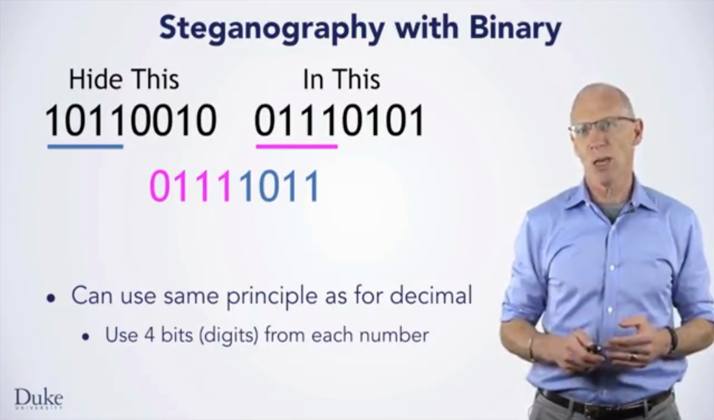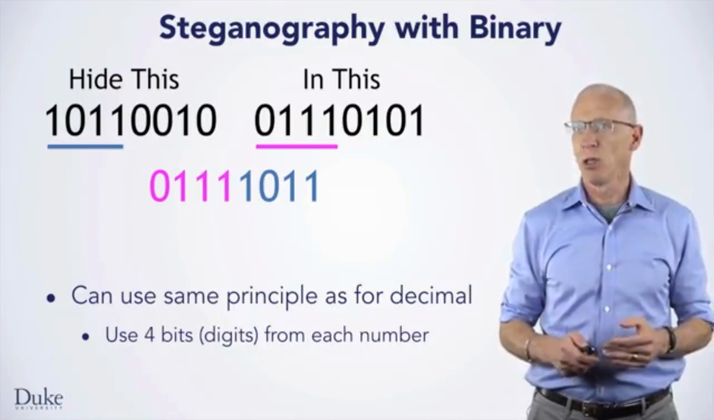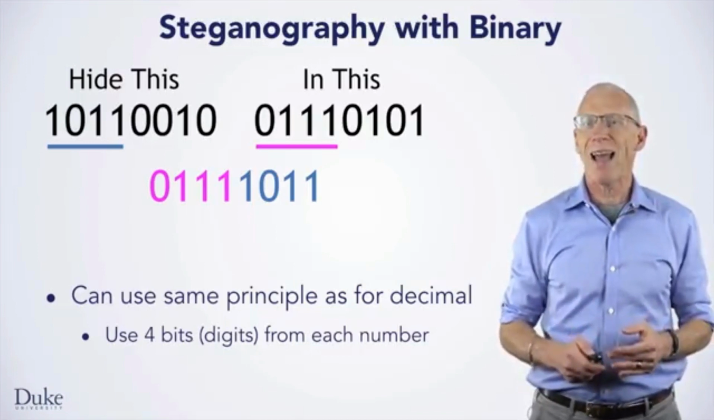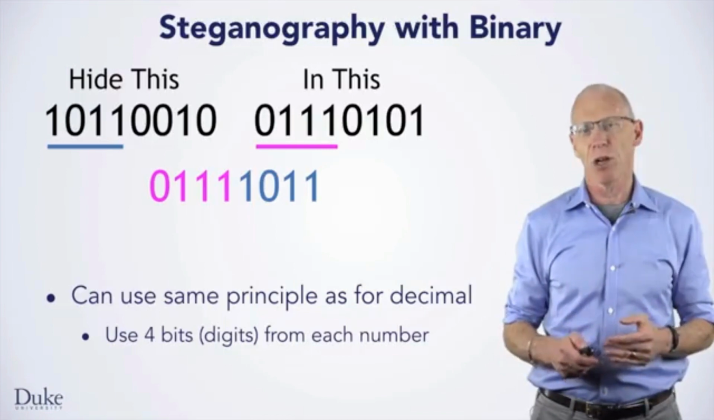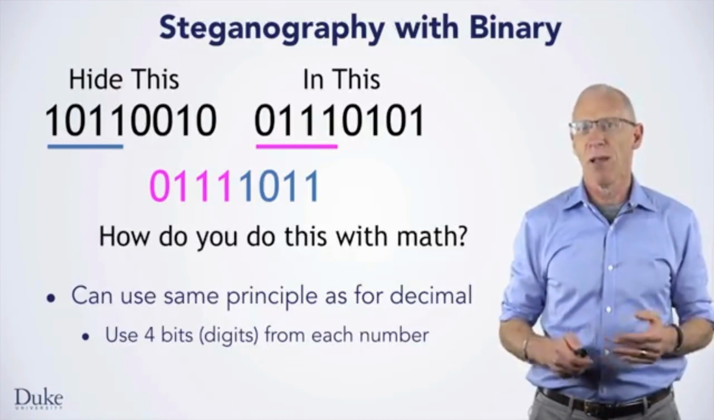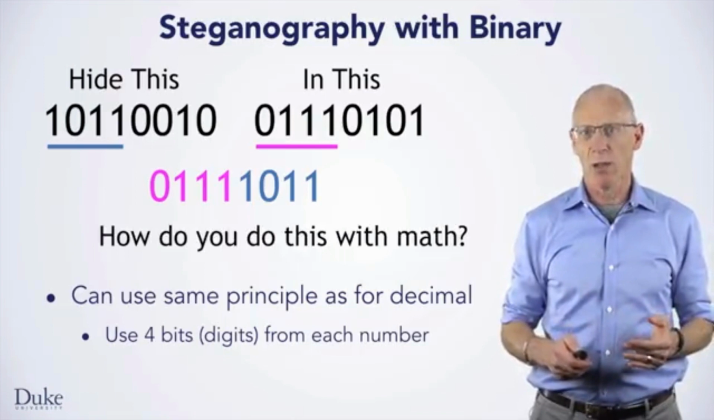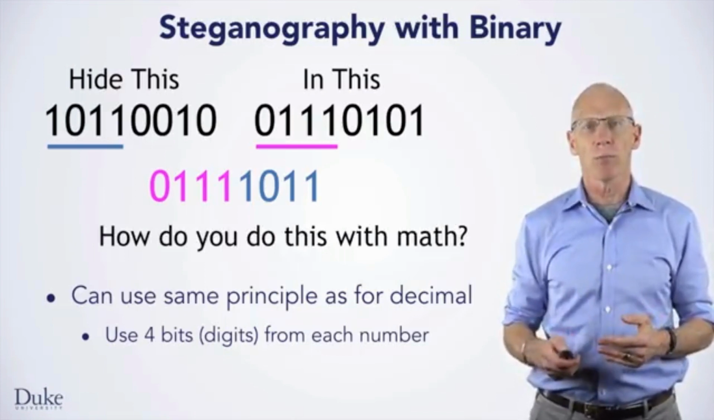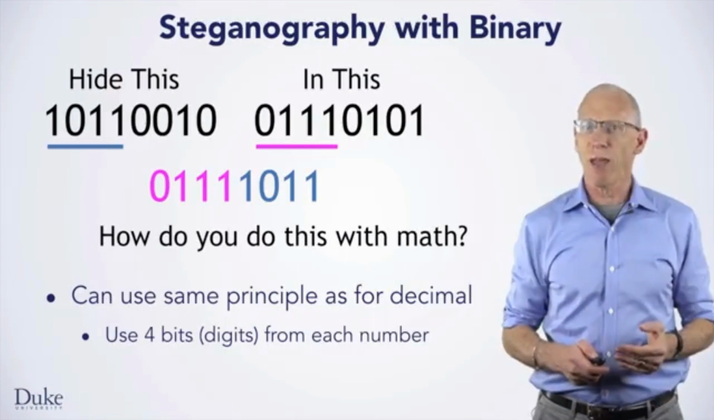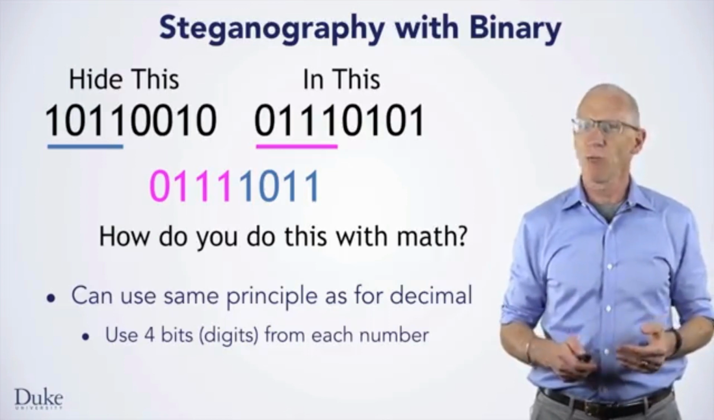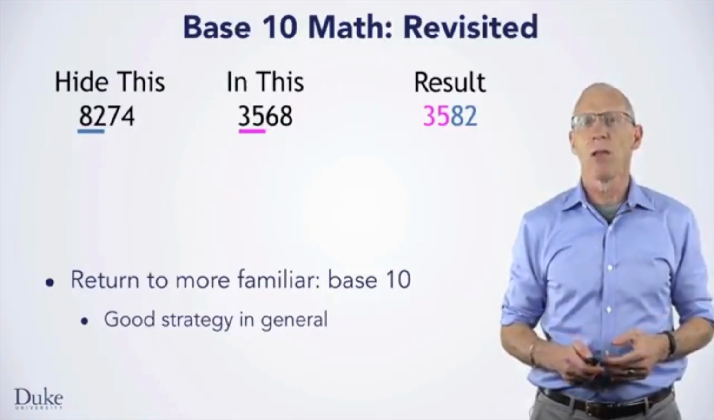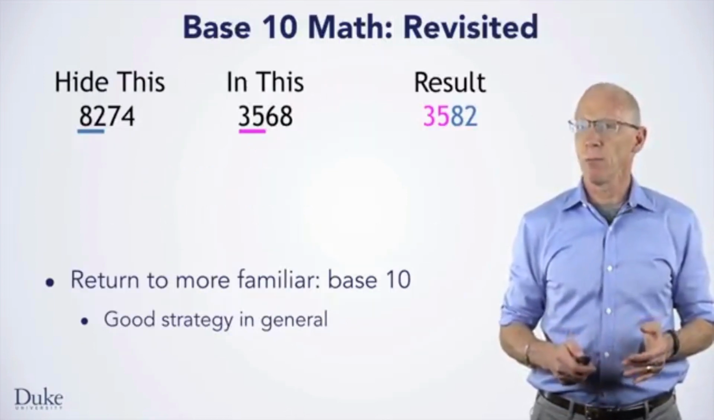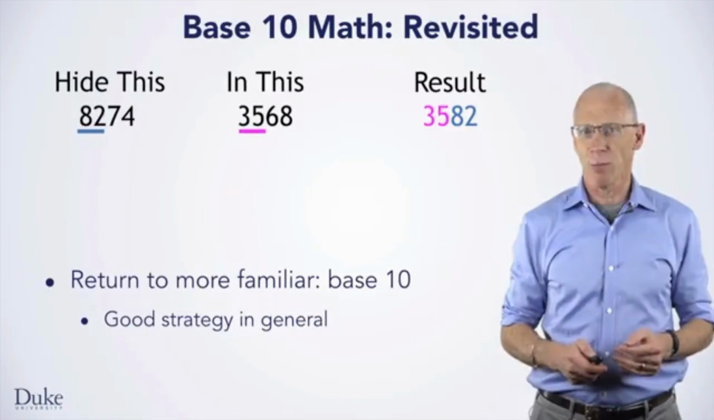The most significant bits from the number you want to hide, shown in blue, are now hidden as the least significant bits of the color that will be displayed. That's how you do it conceptually. But how do you pull these numbers apart and then put them back together using mathematical operations that you can write down in code? Let's again revisit the problem in the more familiar context of decimal numbers.